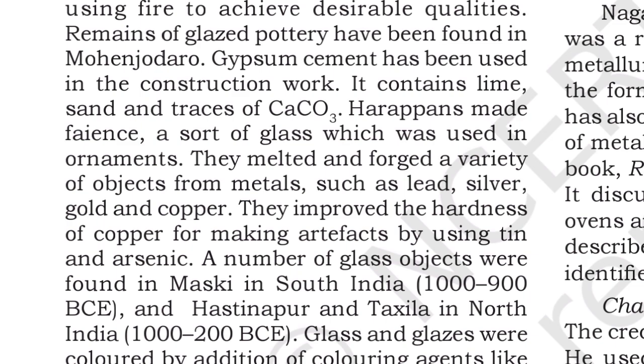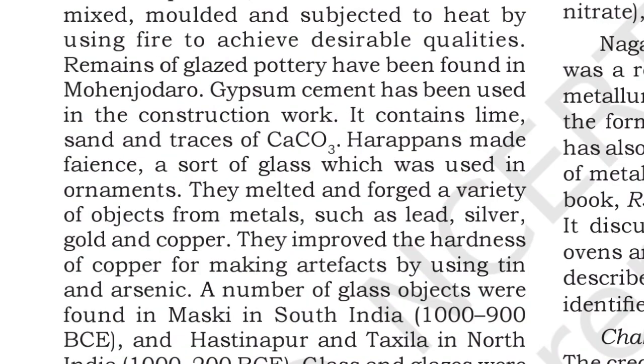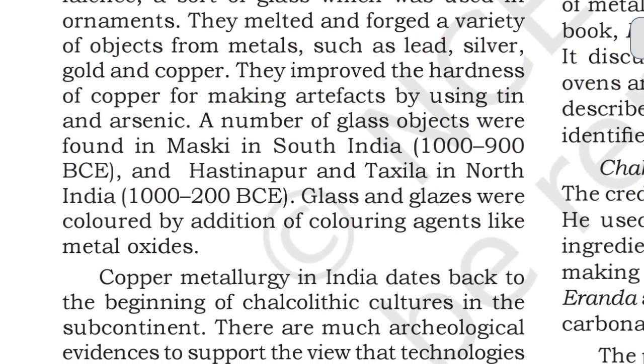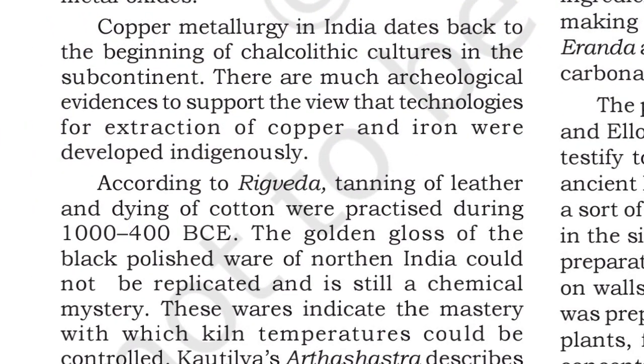Harappans made faience, a sort of glass, which was used in ornaments. They melted and forged a variety of objects from metals such as lead, silver, gold, and copper. They improved the hardness of copper for making artifacts by using tin and arsenic. A number of glass objects were found in Maski in South India, 1000 to 900 BCE, and Hastinapur and Taxila in North India, 1000 to 200 BCE. Glass and glazes were colored by addition of coloring agents like metal oxides.